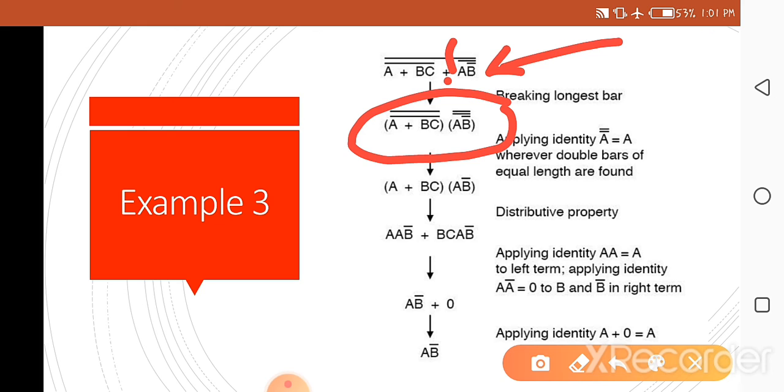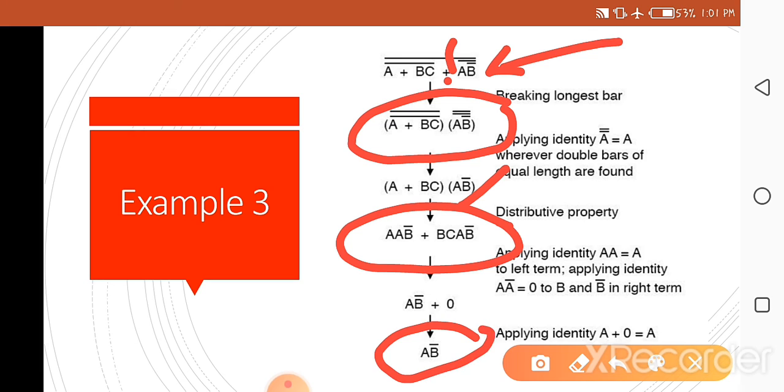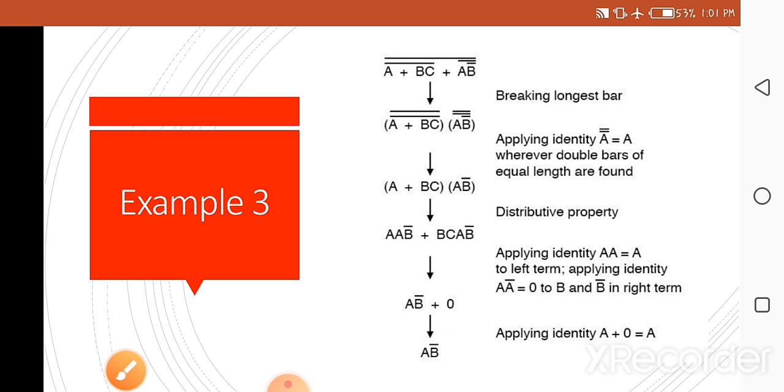Now again the double bar cancels out, so a double bar is equal to a, because of the identity of the function. Then ab bar is obtained. Now this function is solved through the distributive property, and after that we obtain the output as ab bar. So this is the De Morgan theorem.